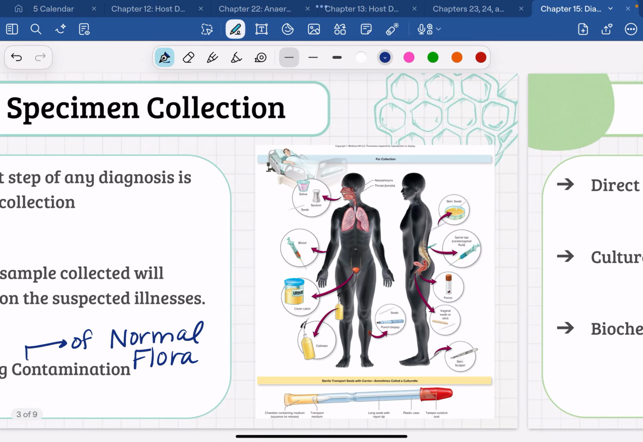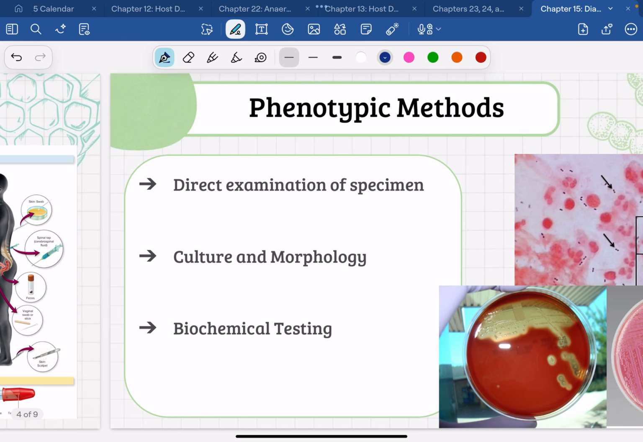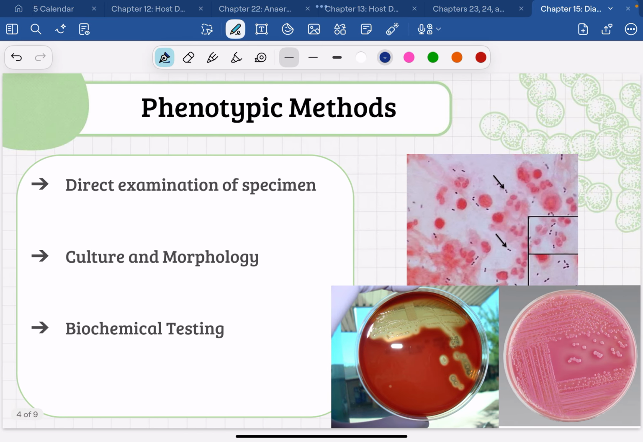Okay. All right, so phenotypic methods. Again, phenotypic methods are the physical properties of an organism.